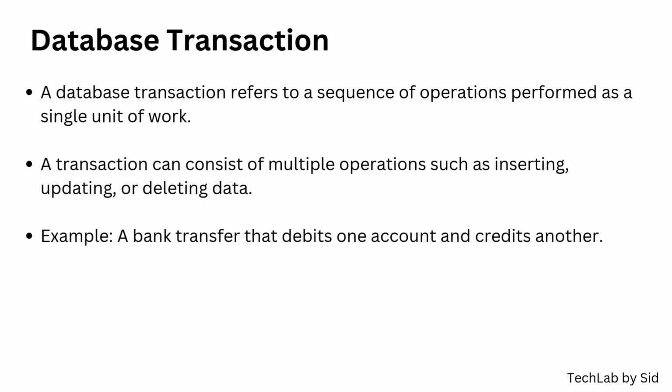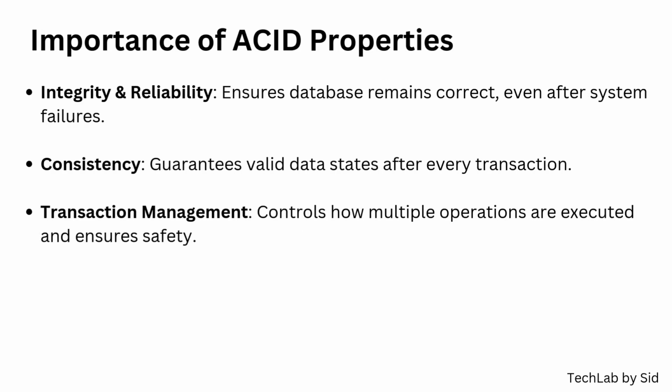For example, in an online banking system, transferring money from one account to another would involve multiple operations, debiting one account and crediting another. These operations must either complete entirely or not execute at all. This is where ACID comes into play, ensuring the transaction's integrity. Now that we have a basic understanding of what a database transaction is, let's explore the significance of ACID properties.